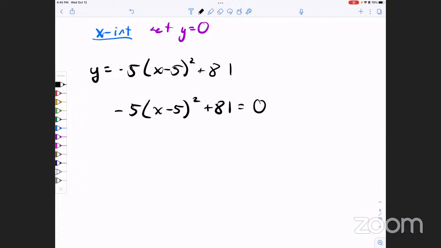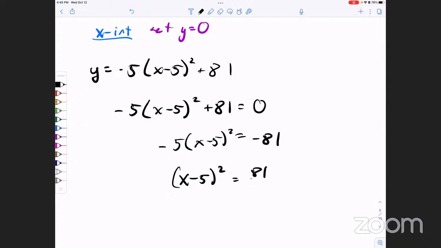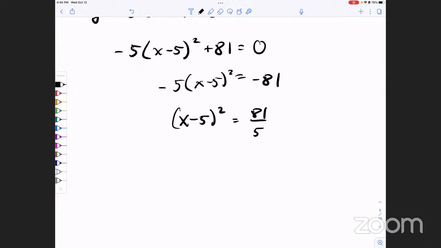You can subtract 81 on both sides. You'll get -5 (x minus 5) squared equals -81. Divide both sides by -5. (x minus 5) squared equals 81 over 5, okay? Now you take the square root. I think 81 is a perfect square, 9 times 9. So when you take the square root on both sides, you get x minus 5 equals plus or minus 9 over the square root of 5. I'm going to leave it just like that for simplicity's sake, okay?